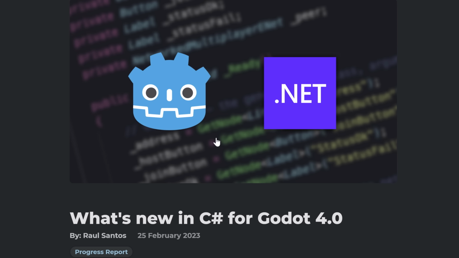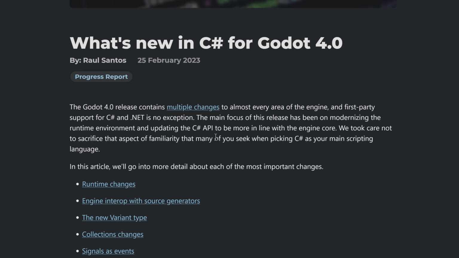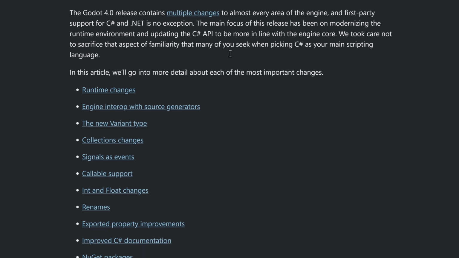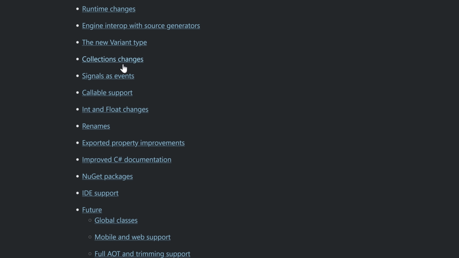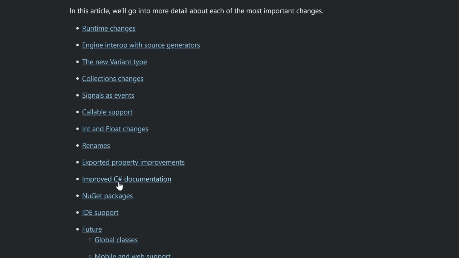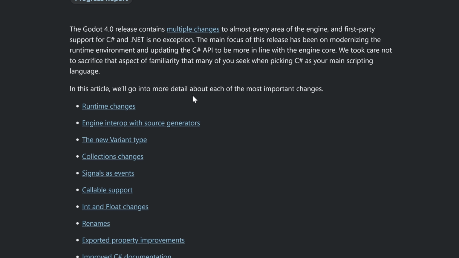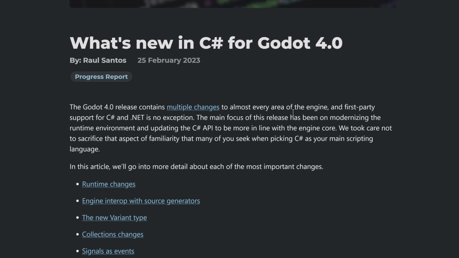If you're interested in drilling down, there's a bunch of articles out there. For example, if you're using C#, there are a ton of changes to C# specifically. I really only kind of mentioned the variant type, but on top of that, again, .NET 6 support is in there, better documentation, NuGet support. We got collection signals as events, callable support, and so on. I will link all of these articles with the linked article down below as well.